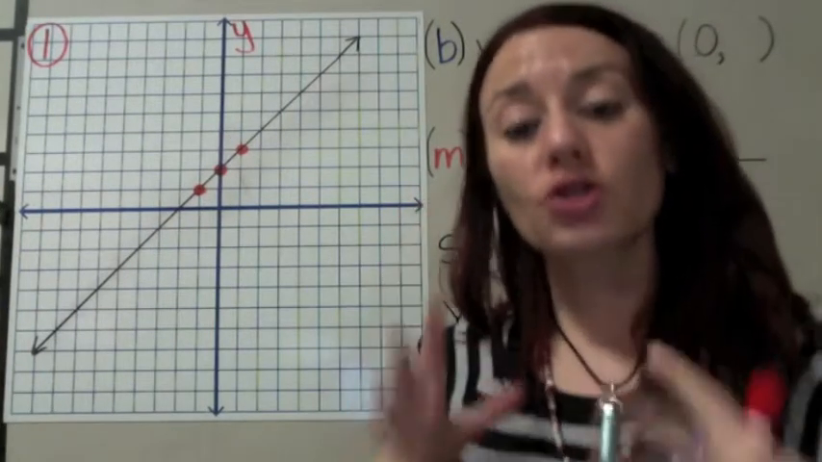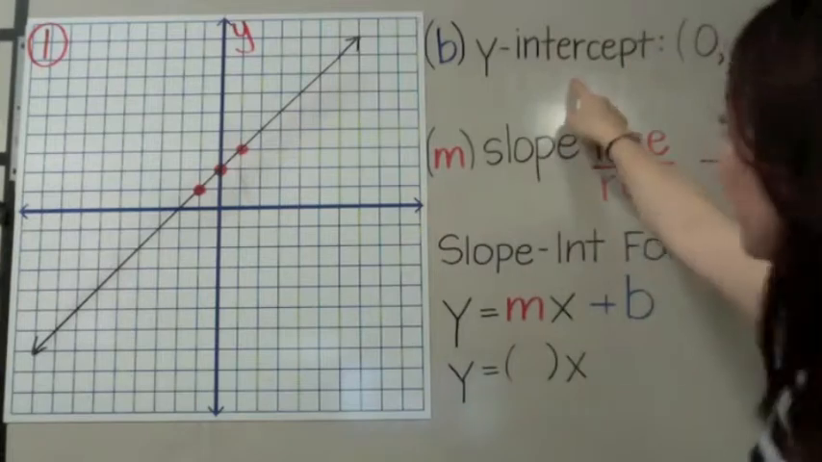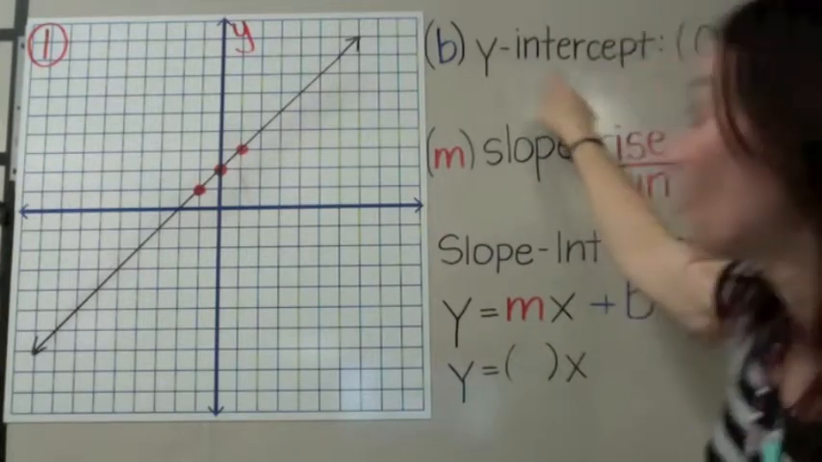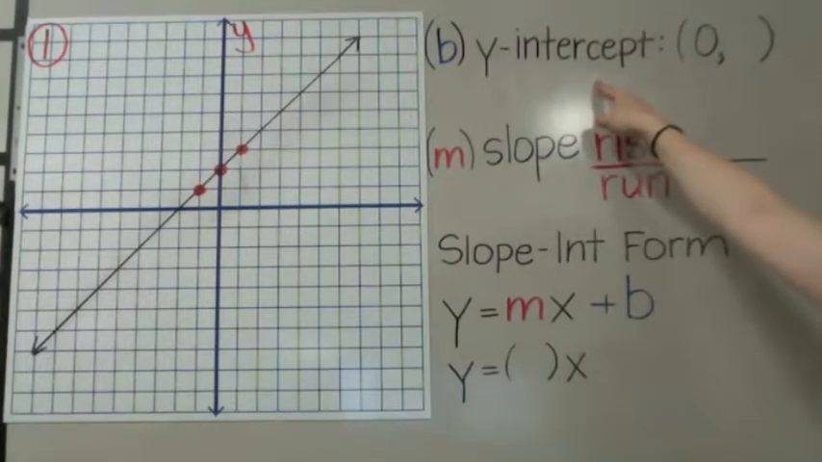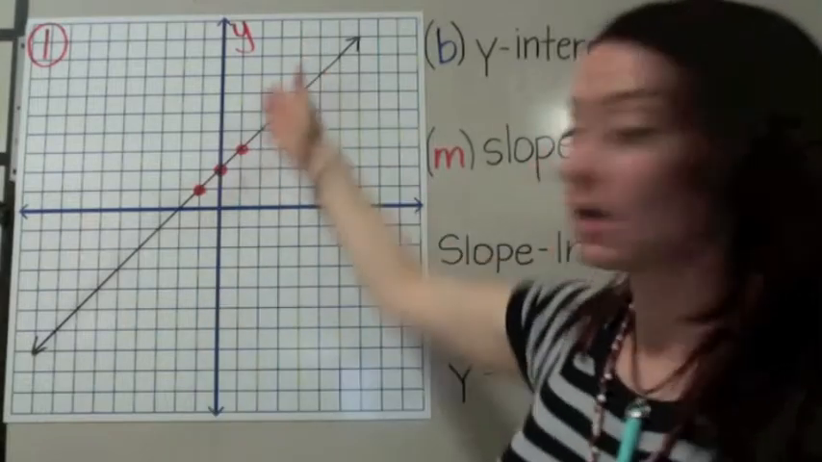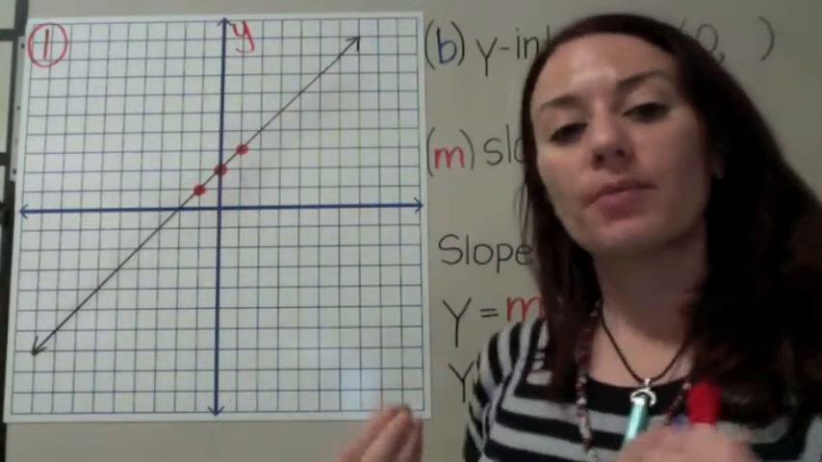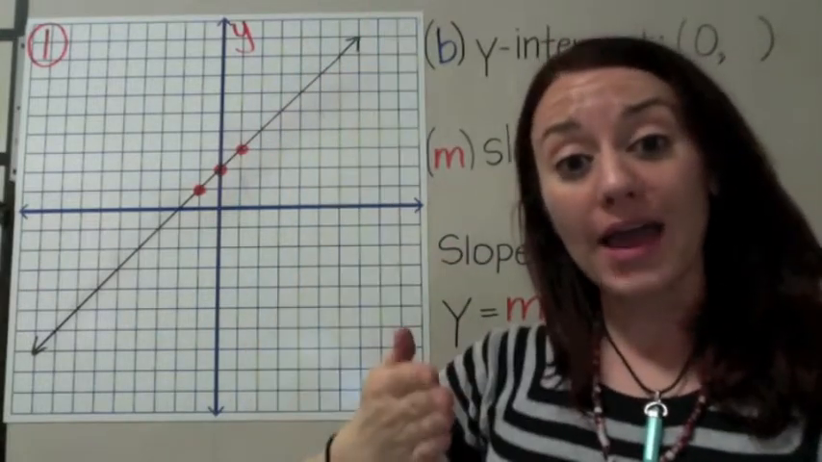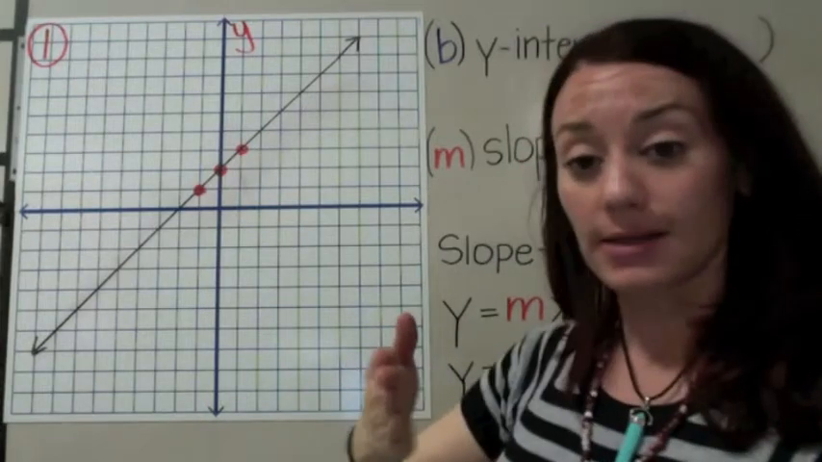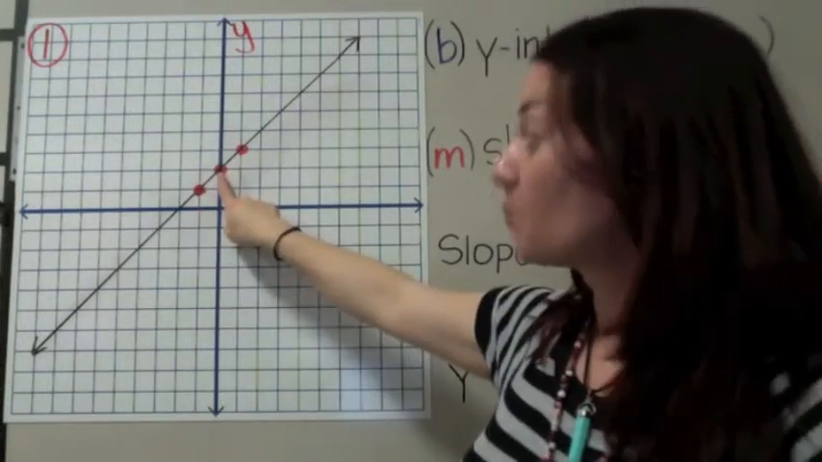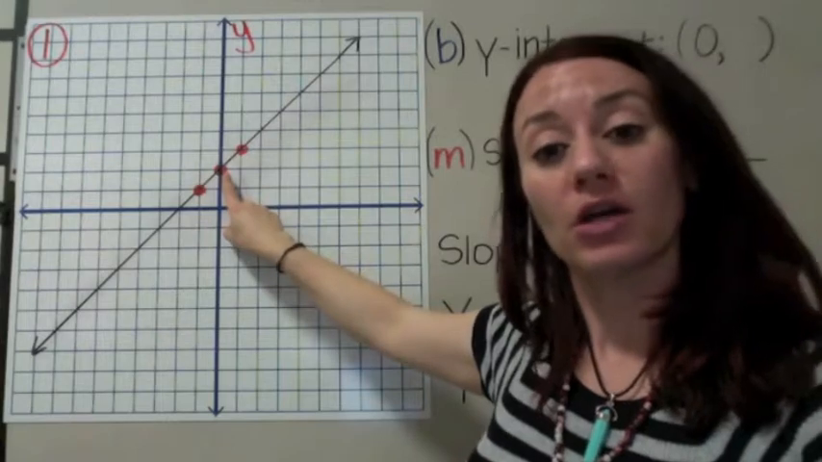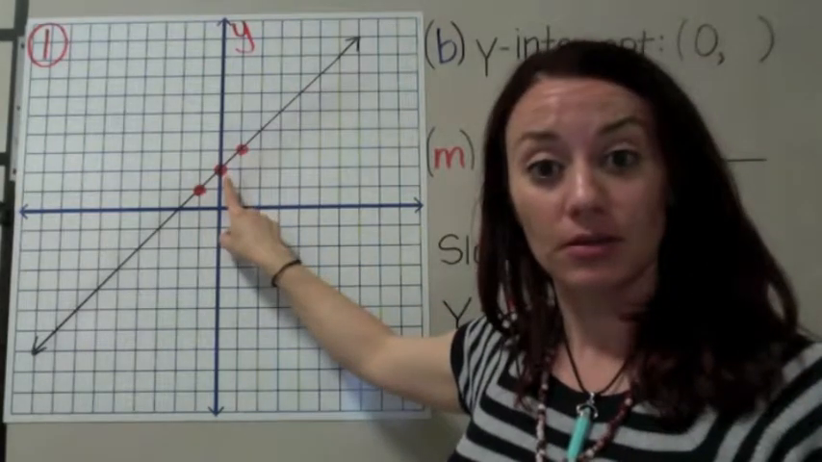So we're first always going to start with the y-intercept. All right, so when we take a look at this line, which one of the points is on the y-axis? It's this point right here, right? We call this the y-intercept.